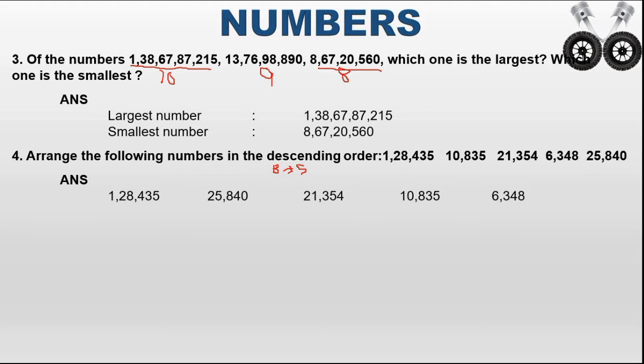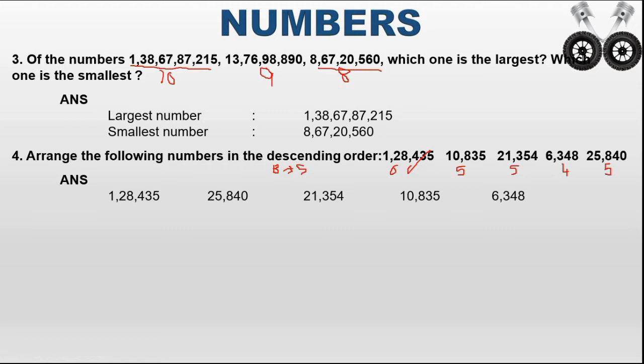So first check the number: 1, 2, 3, 4, 5. Here how many digits? 6 digits. And here 1, 2, 3, 4, 5. So 5 digits. And here 1, 2, 3, 4, 5. Again 5 digits. And here 1, 2, 3, 4. Only 4 digits. And here 1, 2, 3, 4, 5. 5 digits. So which is the largest number here? The number having the most digits is the largest number. So this is the largest number.